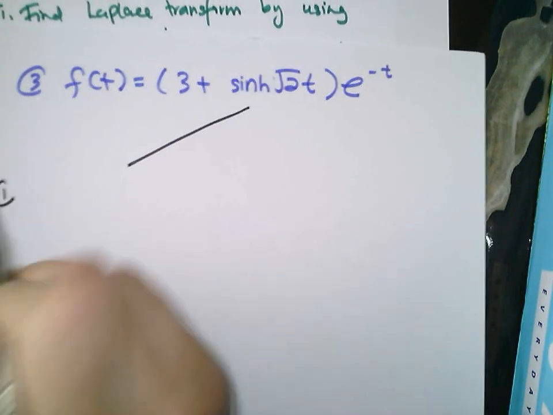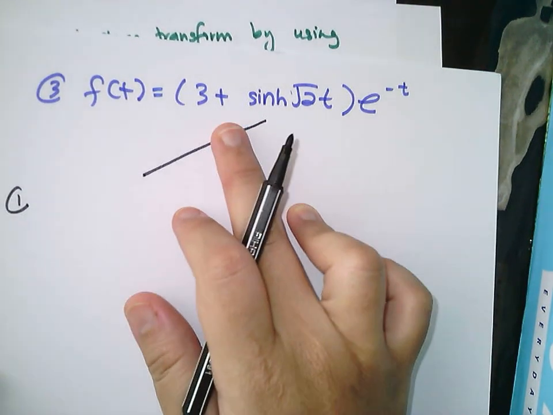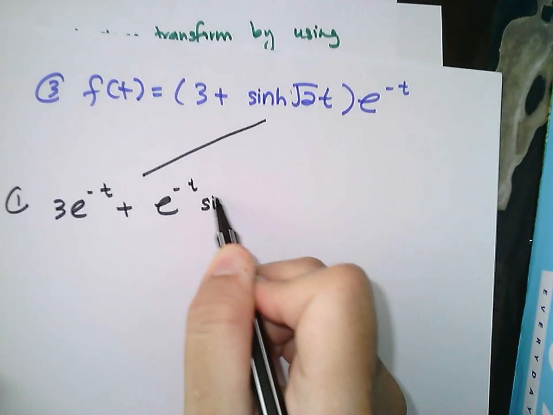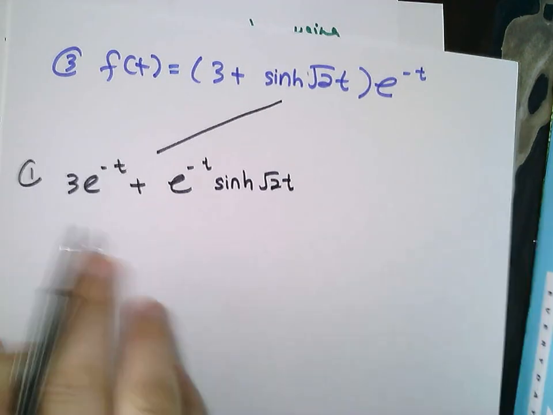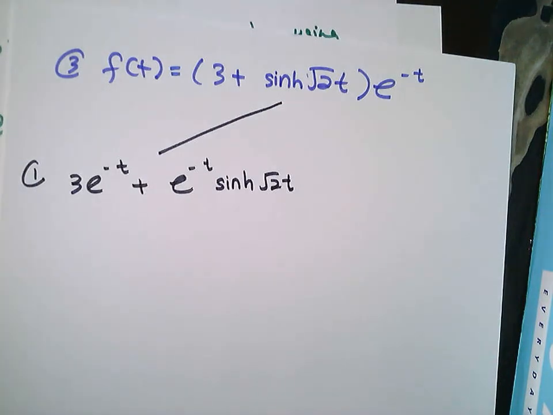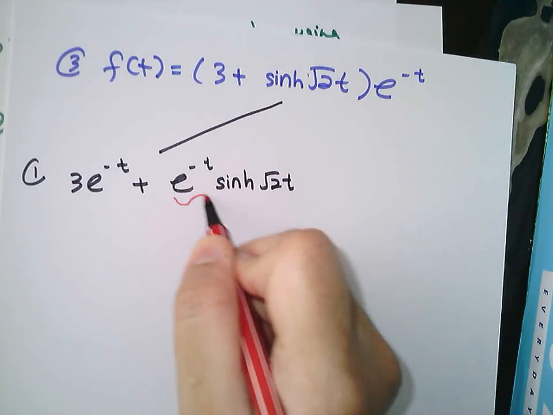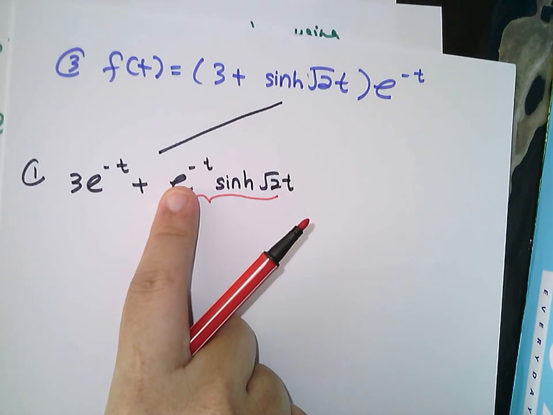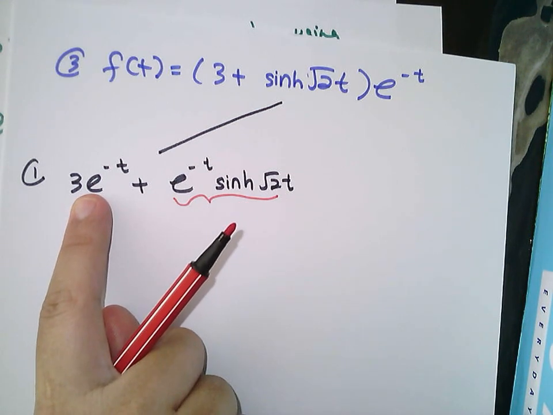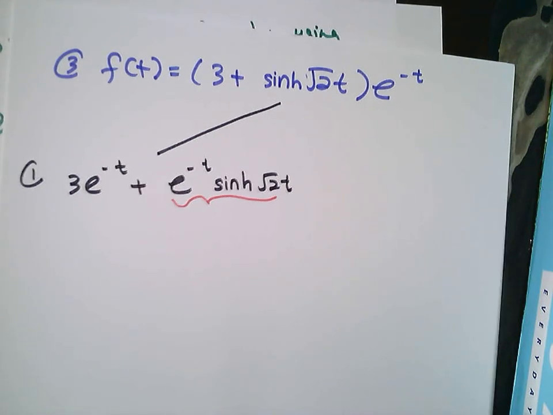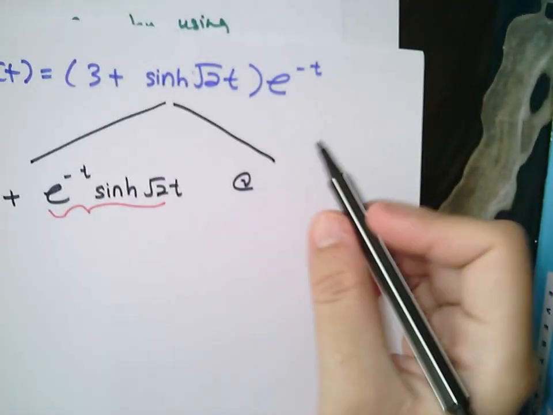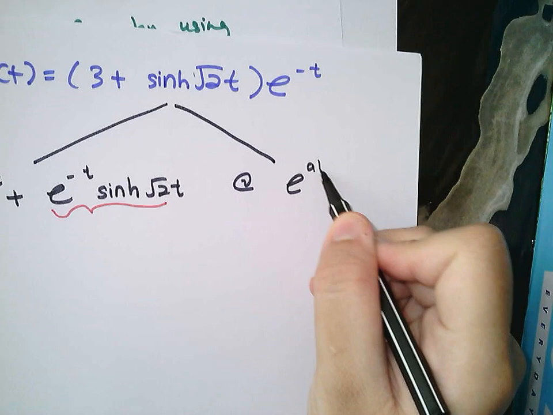So by using the first solution, by expanding this one, you will have 3 exponent negative t plus exponent negative t sinh 2t. As you can see here, when you expand this one, you still need to use the first shift property. Why? Because here you have a product of two functions, and one of the functions is an exponential function. But for the first term, you can directly refer to the table of Laplace transforms. Or another way of doing it is just by choosing your f(t) to be the whole thing here, because generally we have e^(at) f(t), isn't it?